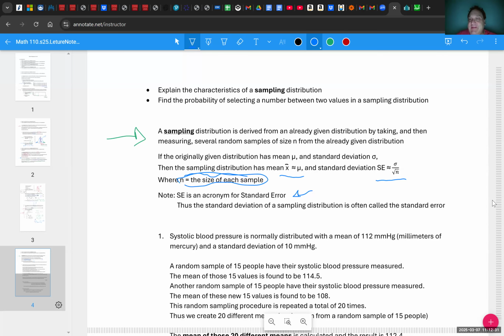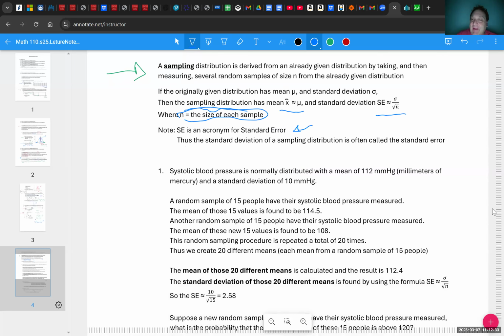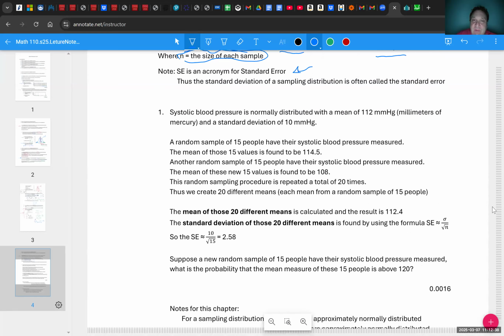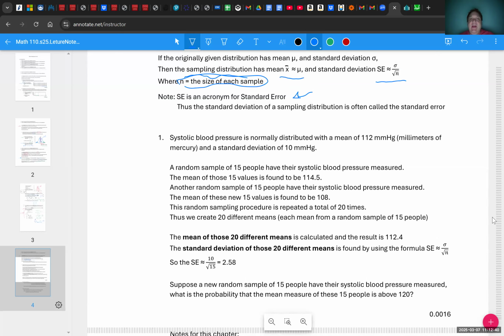All right, let's do an example. So I'll go back to my blood pressure example. It's the example that I come back to several times in this video. Okay, so we're back to our blood pressure thing. Same numbers as before. I didn't change anything. So we've got this blood pressure measurement. It's got a mean of 112. It's got a standard deviation of 10. This is our given distribution. Remember, a sampling distribution cannot be found unless you already have a given distribution. So this is our given distribution, has a mean of 112, has a standard deviation of 10, has a bell-shaped curve. That's our normal distribution.